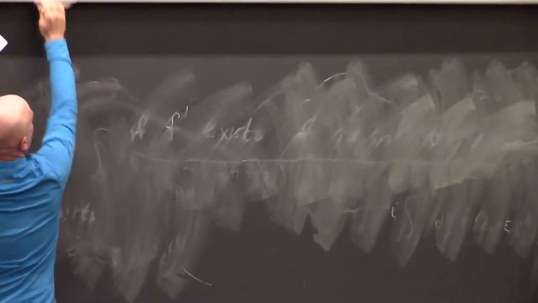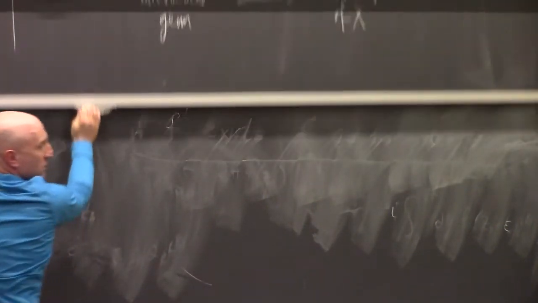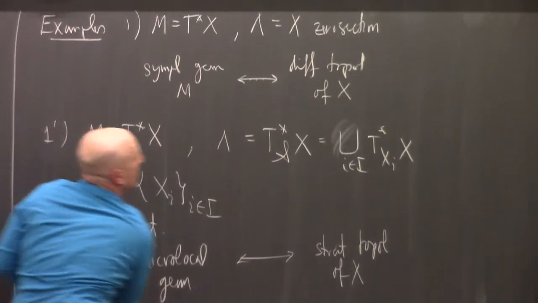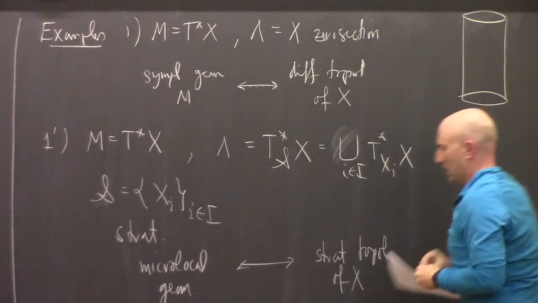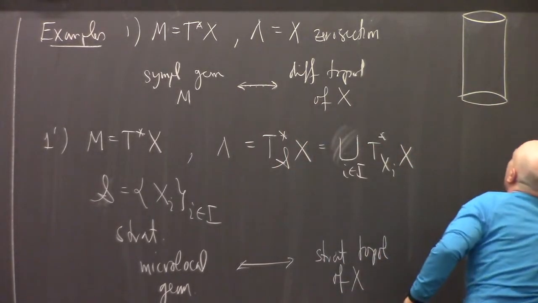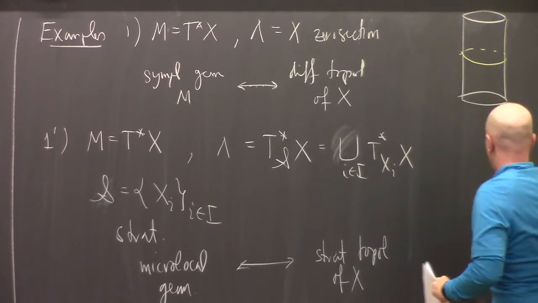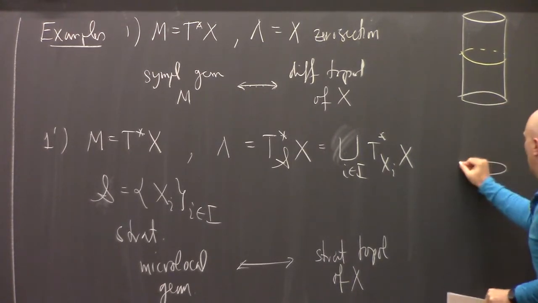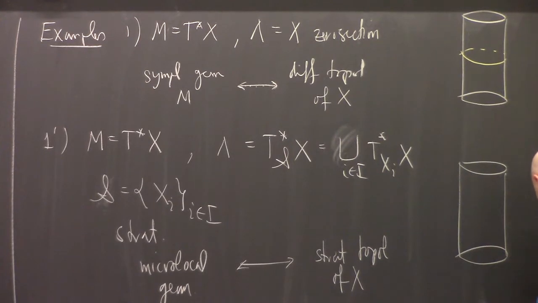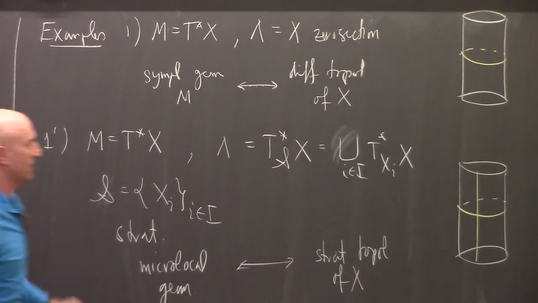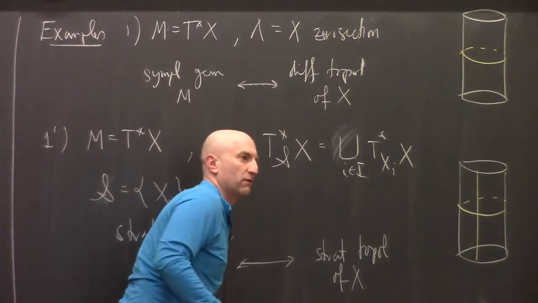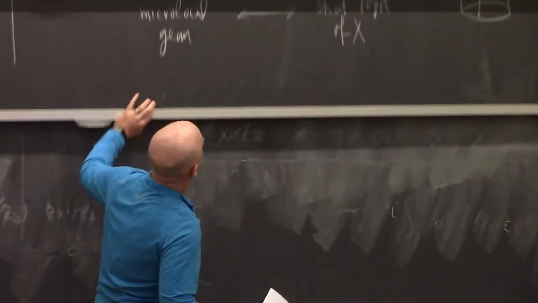Maybe I should draw a picture. Let me draw everyone's favorite picture, which is here. Maybe X is a circle, and then Lambda, which is the colored shape, is the zero section. And here, say X is a circle again, but now Lambda is something like the union of these two pieces. So the symplectic manifold hasn't changed, but the skeleton has, and the way we'll think about the symplectic manifold changes dramatically as well.